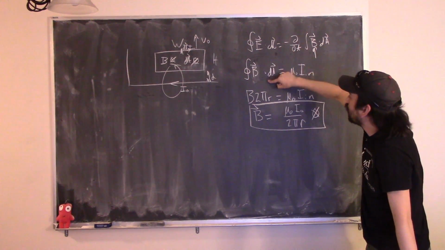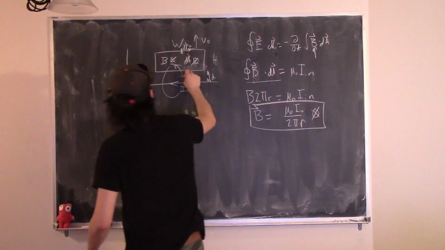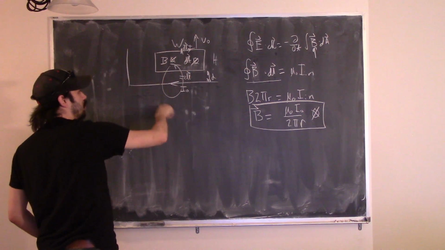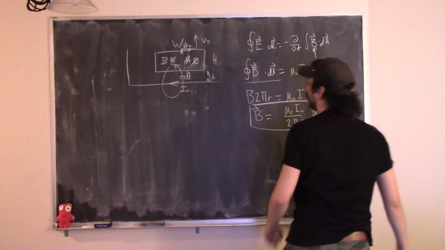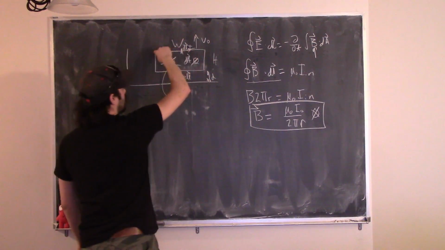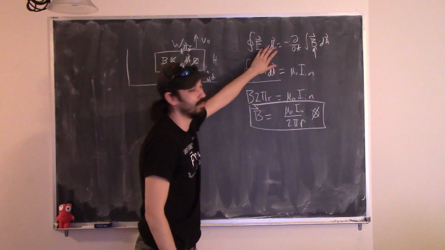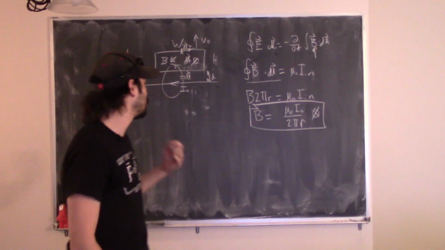Why aren't they the same thing? Well, this B dot dl has to do with the magnetic field that's summed around this loop that the magnetic field goes around. This E dot dl has to do with the loop of wire. And so really, even though these are both written as some dl vector, these are two different dl vectors.